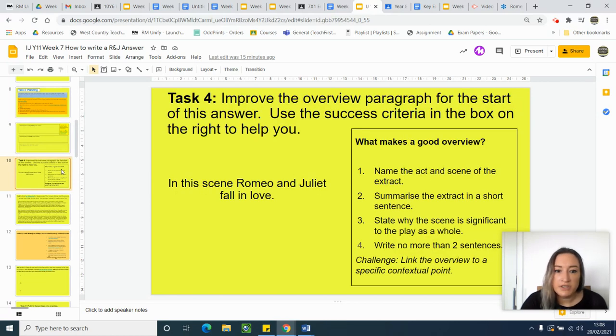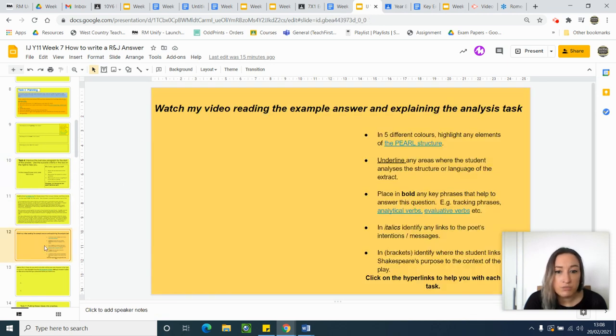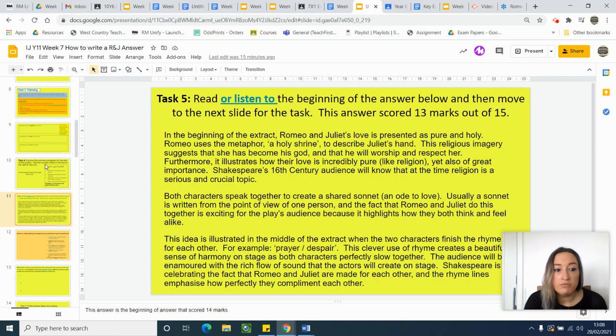Okay, then what I want you to do, just try and write a quick overview paragraph using the instructions on slide 10. So there are 4 kind of key points to be successful there. And then on slide 12, I'm just going to include one more video where I explain the written answer to you.